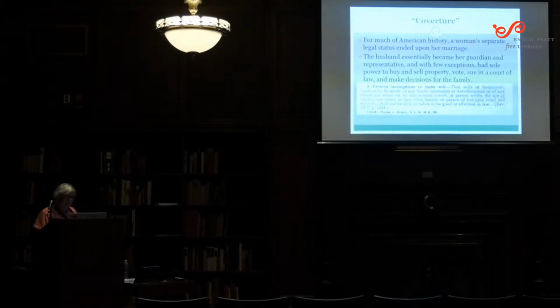Now, there was something in a legal case about persons incompetent to make a will, that wills or testaments made or to be made of any lands, tenements, or hereditaments, or of any estate, pour autre vie, that's for another life, by any woman, covert, or person, that's how they were designated, within the age of 21 years, or any idiot, lunatic, or person of non-sane mind and memory shall not be held or taken to be good or effectual in law. That indicates the status that was not given to women.